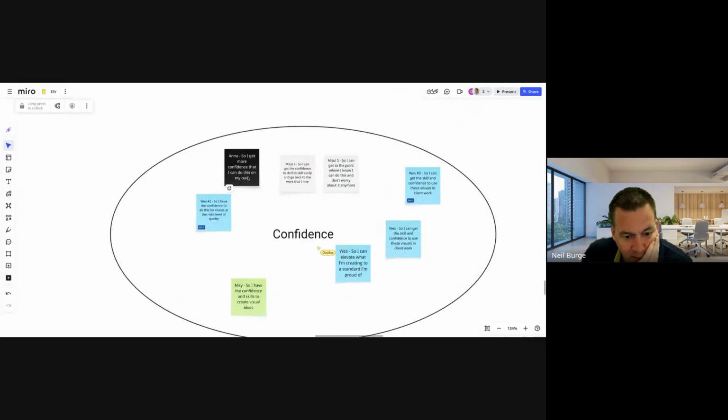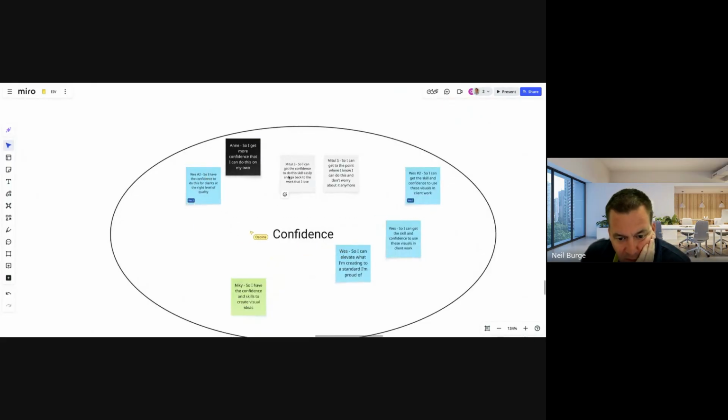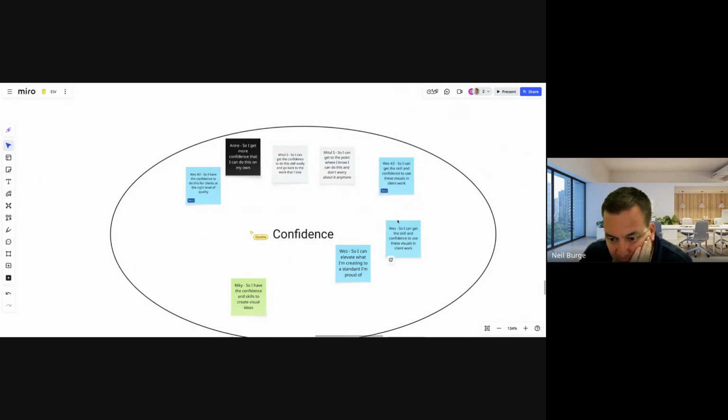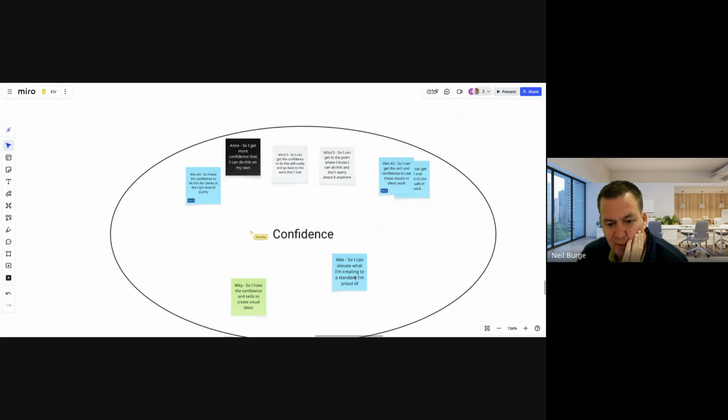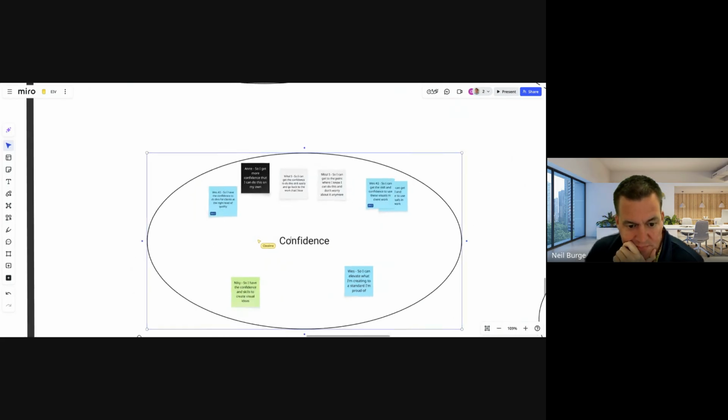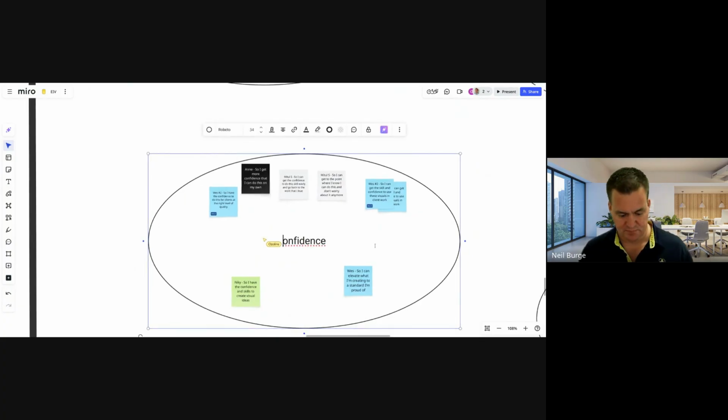Confidence. So I get more confidence. So I have the confidence to do it. I get to the point where I can do it. Don't worry about it. Skill and confidence. It's the same one. Elevate what I am creating to a standard I'm proud of. Might be an outlier there. Confidence and skills. So, confidence to do this.